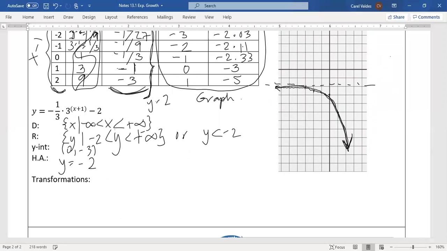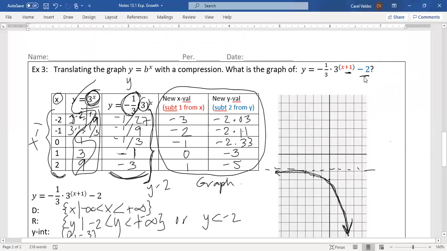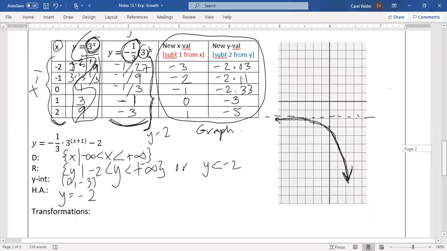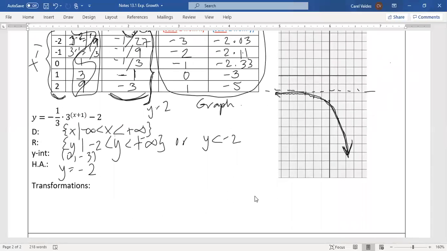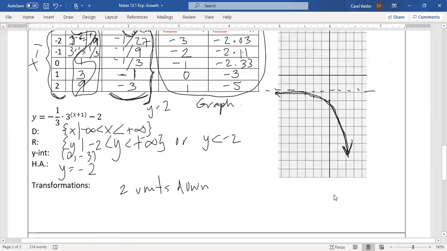So transformations, remember again, especially for the assignments, you're going to start talking about the k first, then the h, and then your stretch or compression and your reflection. So you have a transformation from k of -2, that means 2 units down. You had an h value of -1, so it was positive. Remember, when you take it out, it's the opposite, so it goes left. I forgot the number of units, 1. So 1 unit to the left.